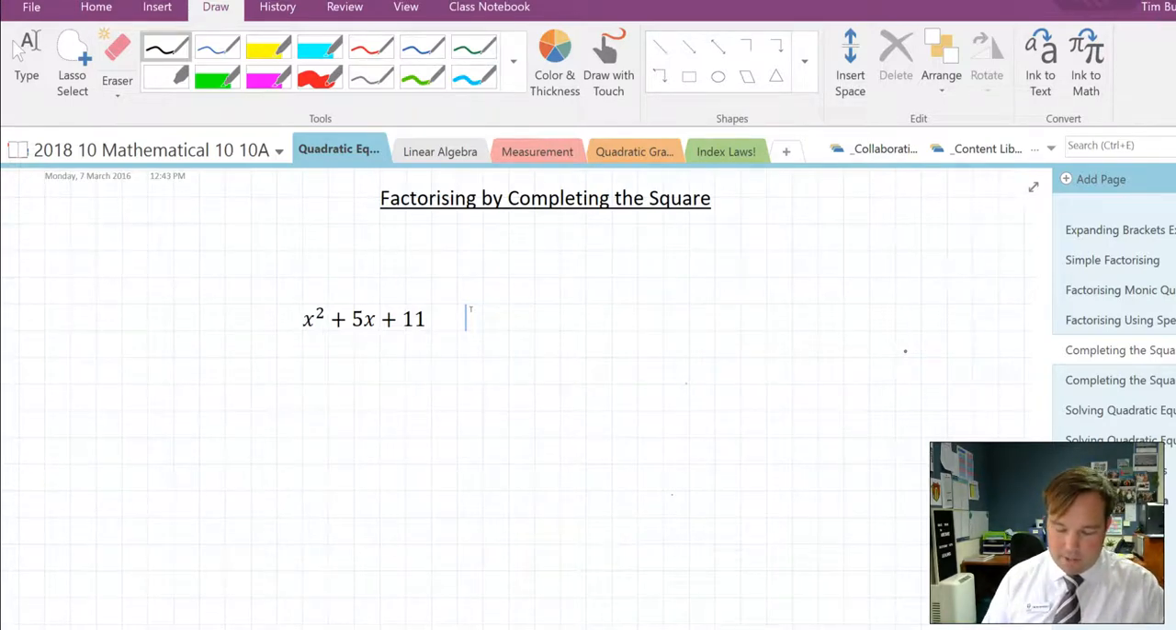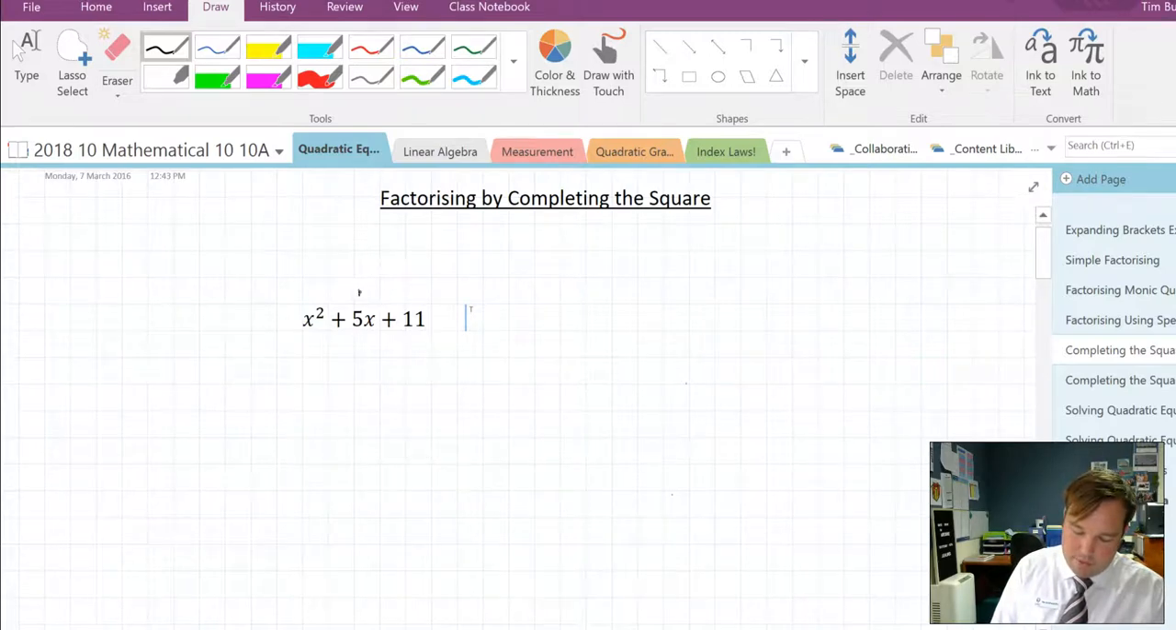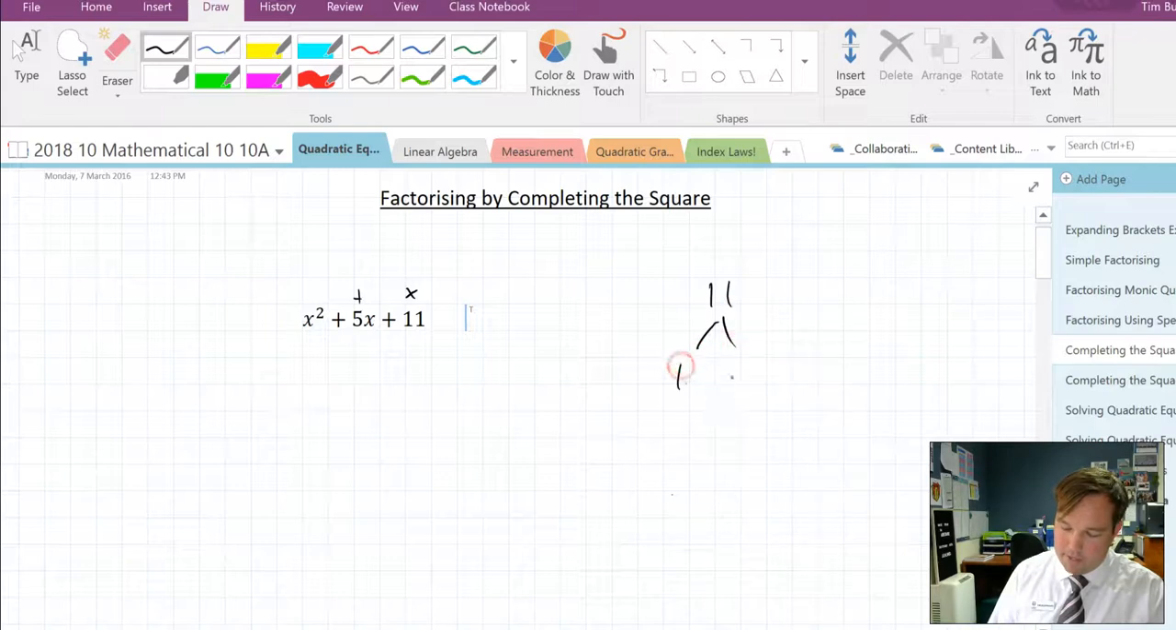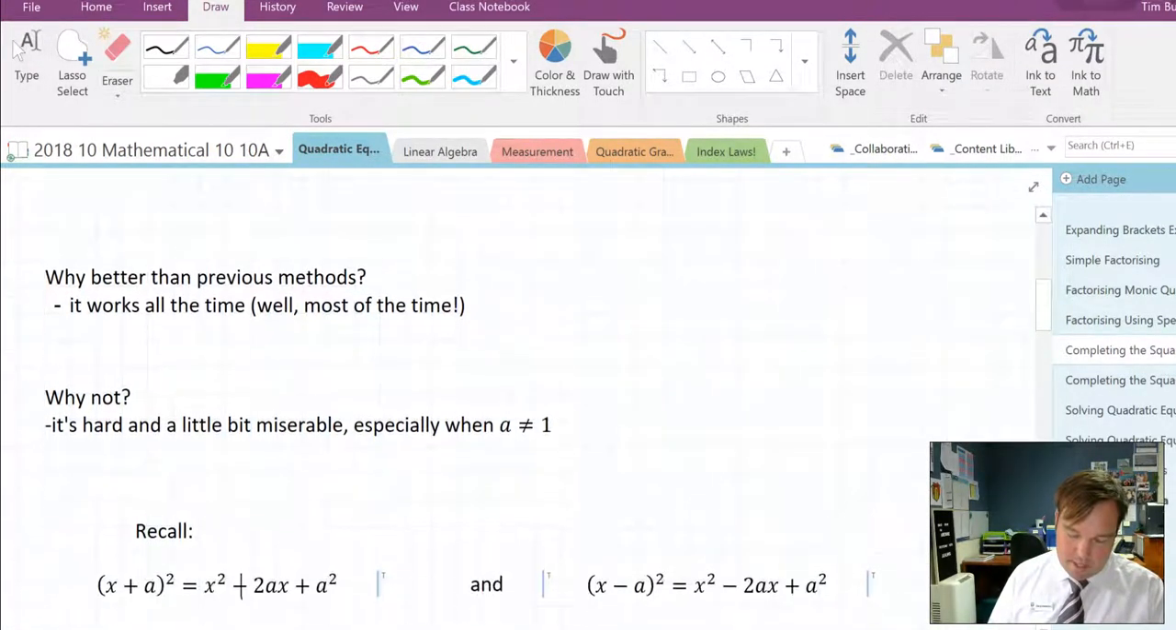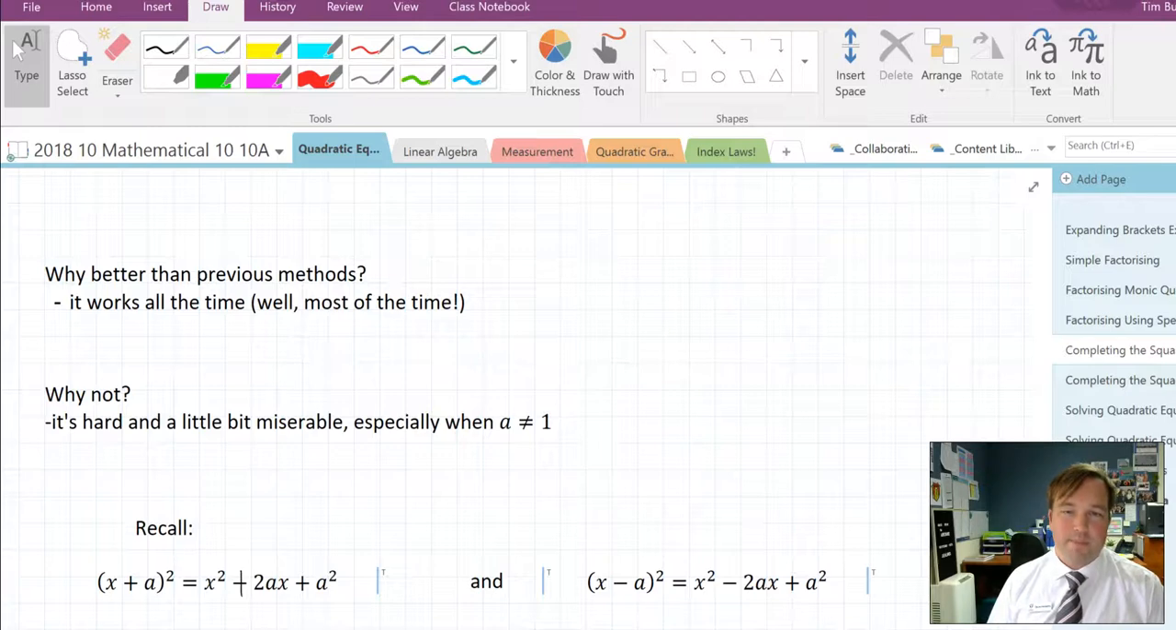So take a look at the quadratic on the screen now. You'd be thinking, great, it's monic, meaning there's a 1 at the front, we don't have to do anything too fancy. And then you'd be thinking, well, what adds to 5 and multiplies to 11? Well, what are factors of 11? There's 1 and 11 and nothing else. So using sum and product here, you'd be stuck, which is why we need to complete the square. It works all the time, but it's a little bit miserable, especially when a is not equal to 1.